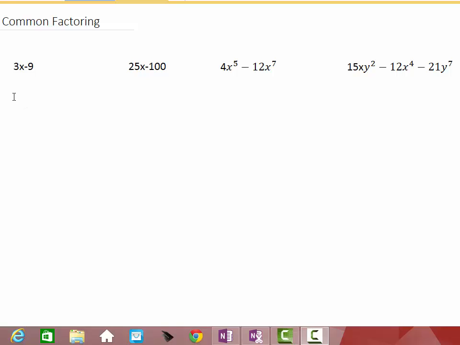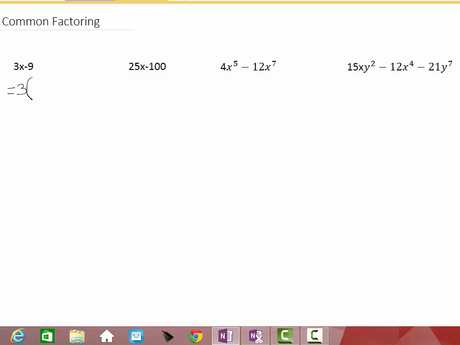For our review of common factoring, we're going to look at both terms, the 3x and the -9, and we're going to ask ourselves what factors are common to both of them. So both terms are divisible by 3, so we're going to take the number that we factor out and put it outside of the brackets.